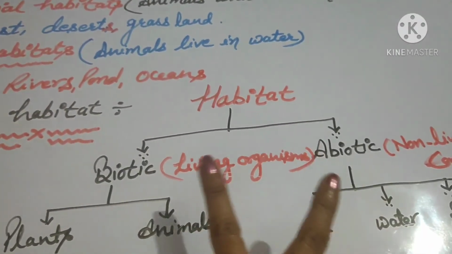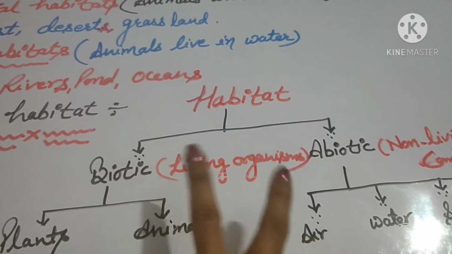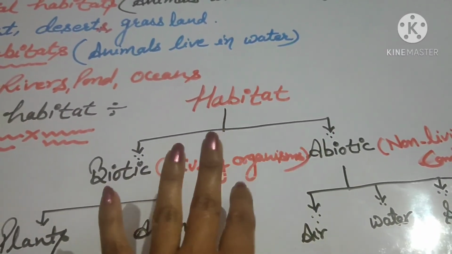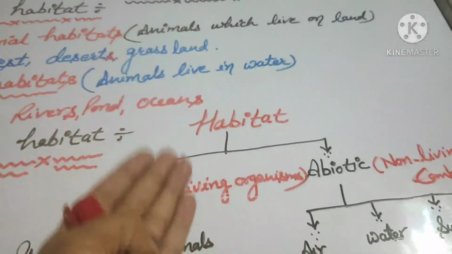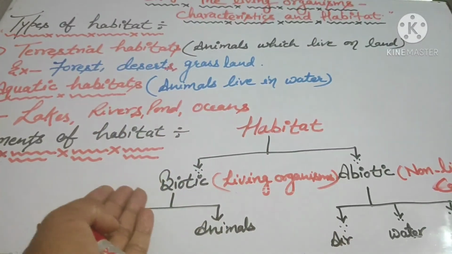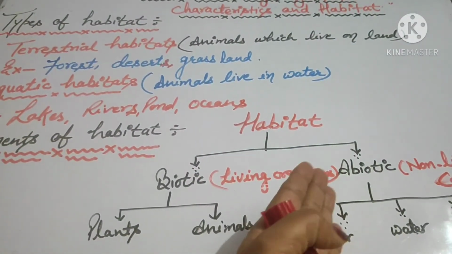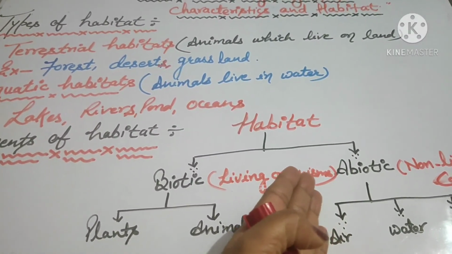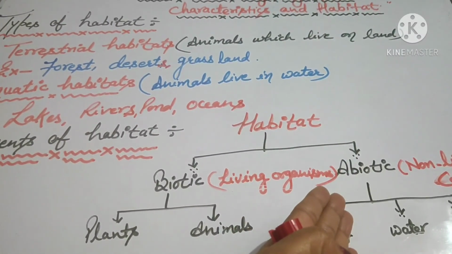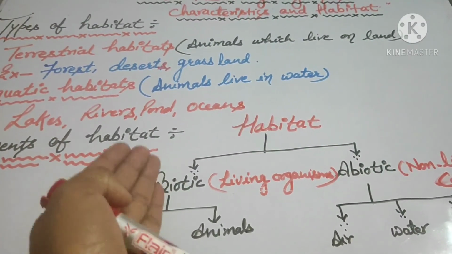Both biotic and abiotic components constitute the natural environment, and human beings are also a part of the environment. So biotic components totally depend upon the abiotic components for their survival. Without abiotic components, biotic components will not be able to survive. All right.